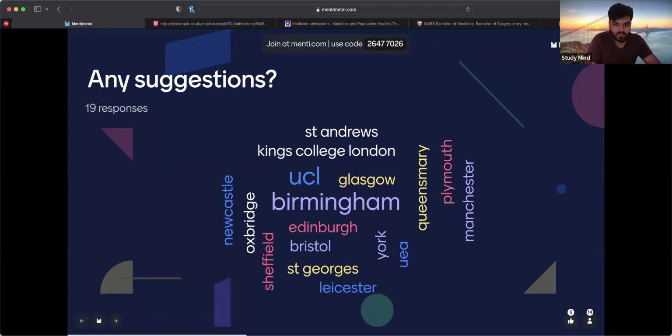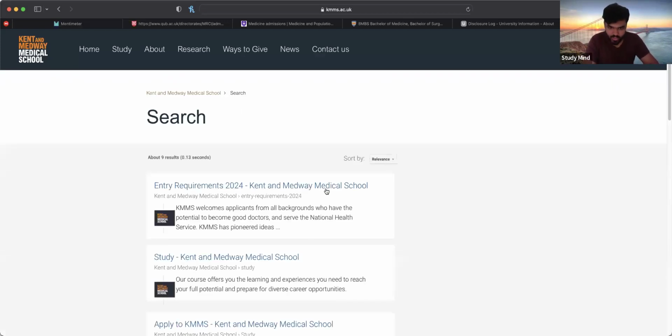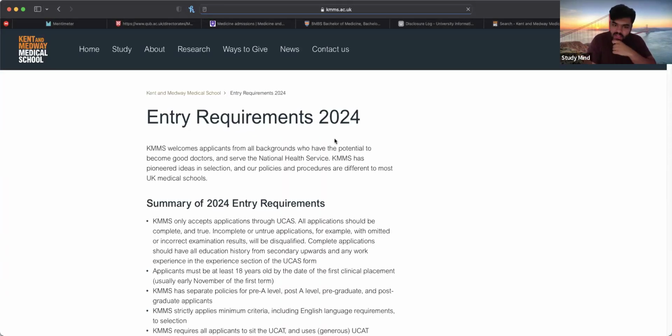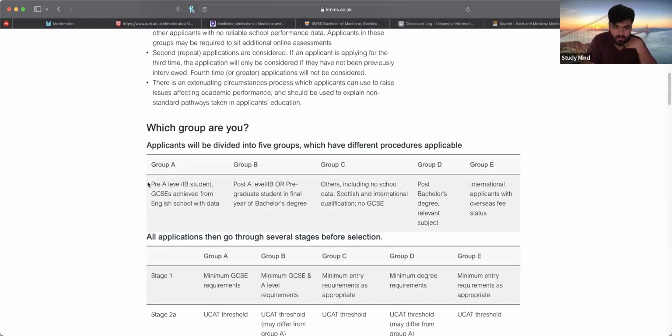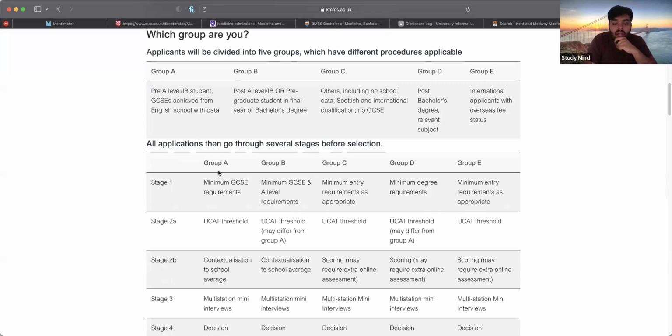Again, what I'm going to do first of all is go on Kent and Medway's website. I'm going to look for medicine. I'm going to put in A100, or A101 if you're a graduate. I know some universities will classify it as a different code. I'm going to read the admissions policy carefully, okay? And I'm going to see which group.